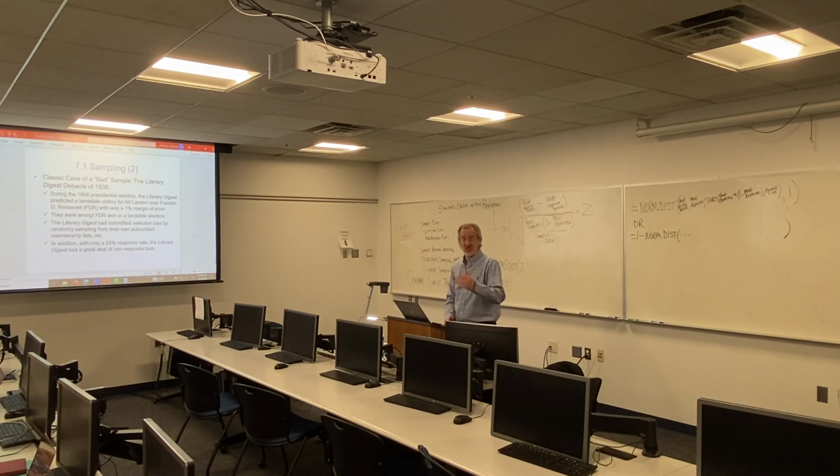And that's why they got the wrong results. That's one of the reasons. They also committed a second bias. In addition, only 24% of those who received the questionnaire about who you're voting for president responded. So that means 76% said, I'm not gonna answer this, and I'm not gonna send it back to them. It was probably done by mail back in the 1920s, or 1936, excuse me. And so that's called non-response bias.